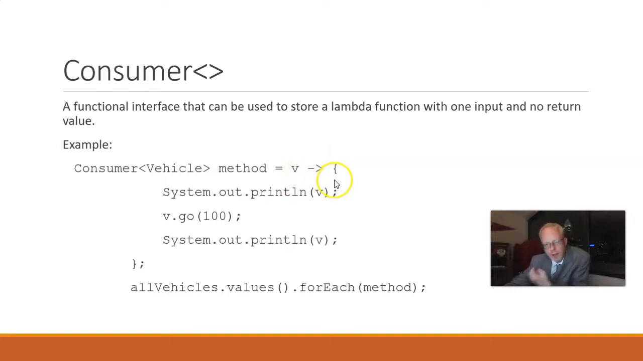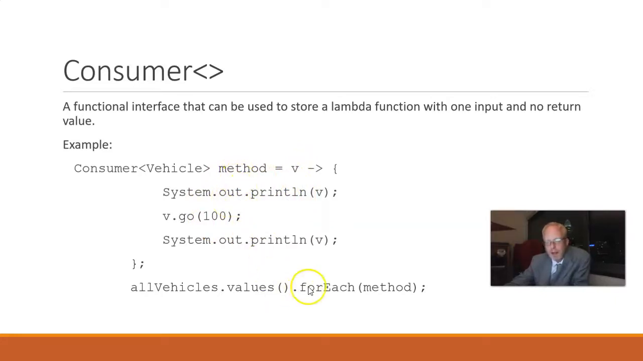So v goes into this lambda expression. Now I have a multi-line lambda expression here. And you see we have print line, and then we tell the vehicle to go, and then we have print line again. None of these require returning any value. So we're effectively taking in the vehicle, and we're doing some operations on it, but we're not returning anything.